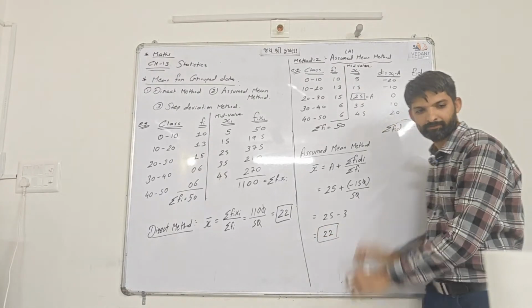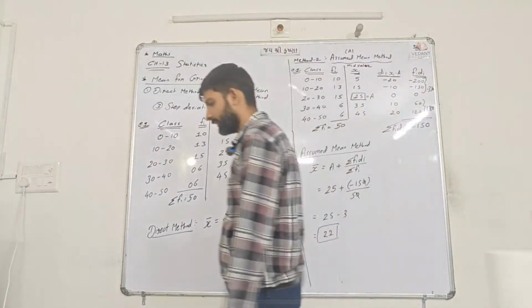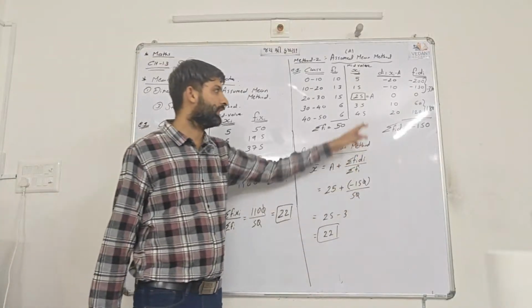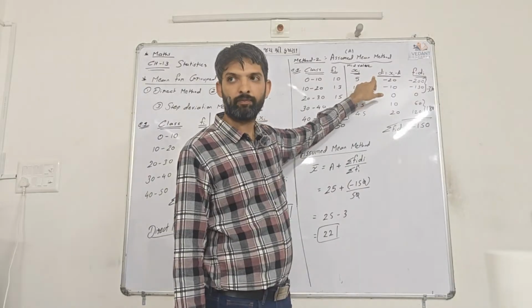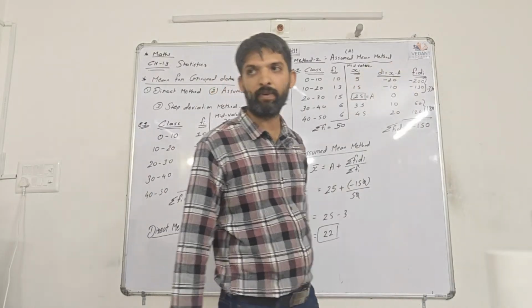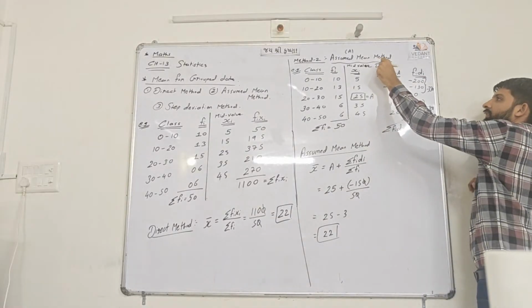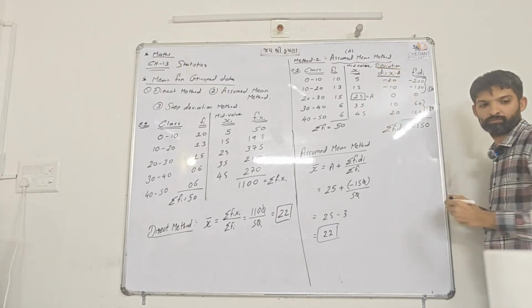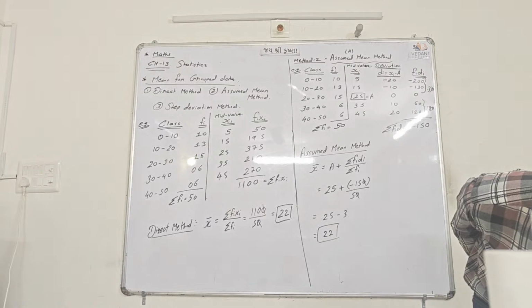It's magic. If this method is clear, this method is called assumed mean method. You have to select any one assumed mean. You have to find the deviation di, and then you have to multiply fi di. Instead of fi xi, we have to solve fi di. This is called as deviation.